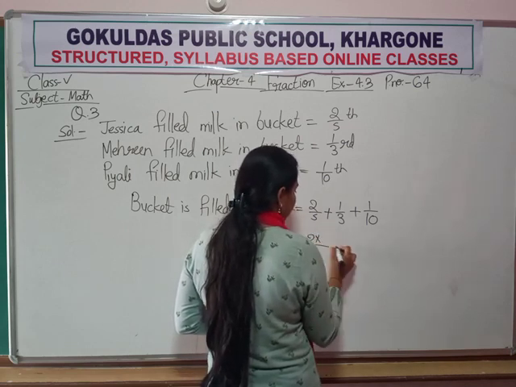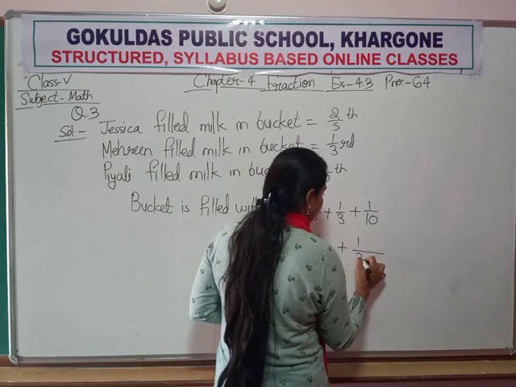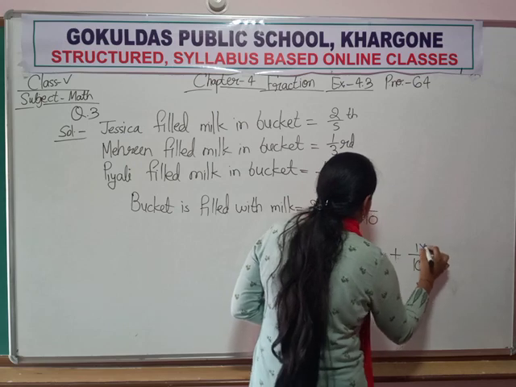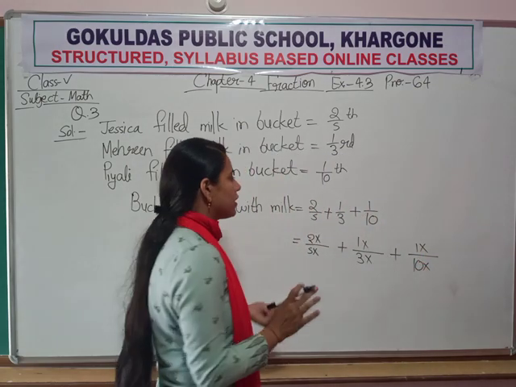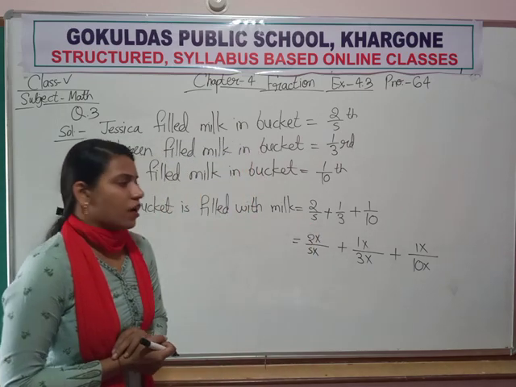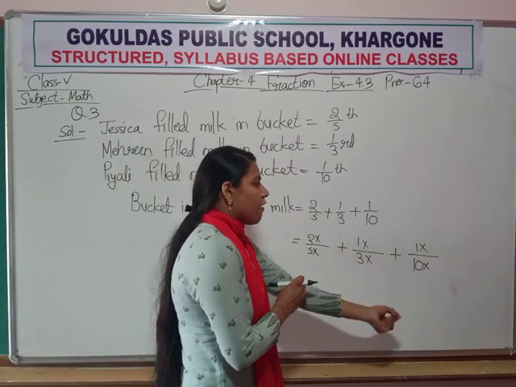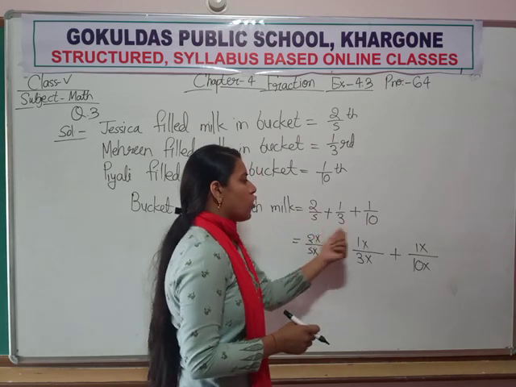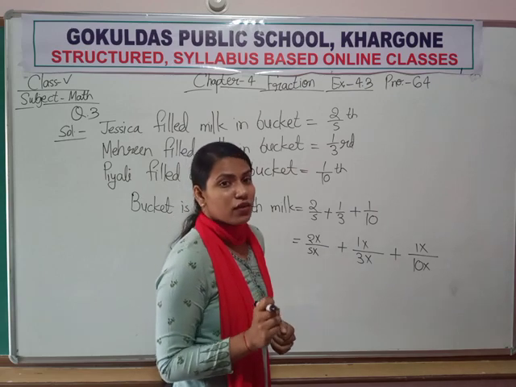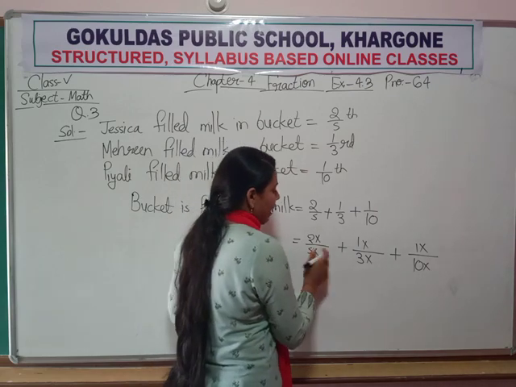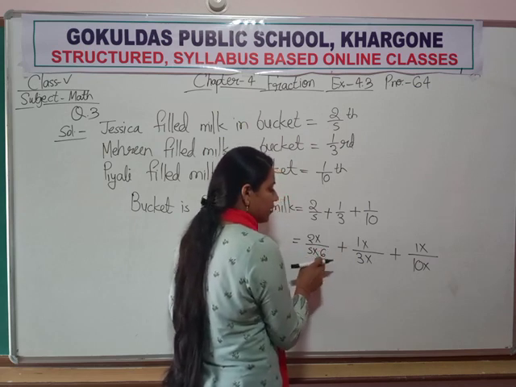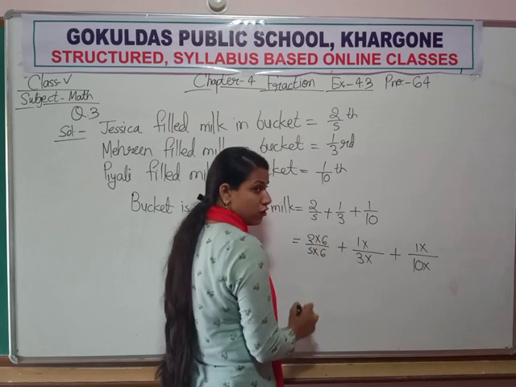2/5, 1/3 plus 1/10. What number should I multiply to get a common denominator? Here I am making the denominator 30. If I multiply 5 with 6, I will get 30. If I am multiplying 6 in the denominator, I need to multiply 6 in the numerator also.